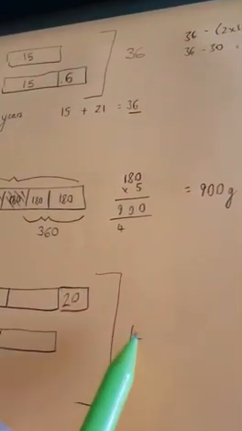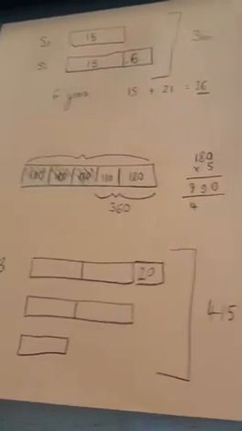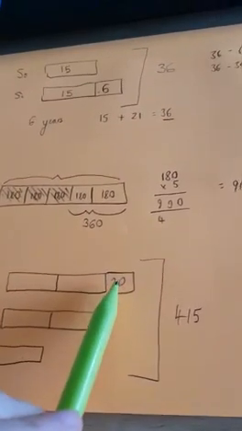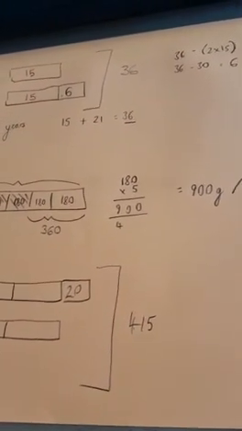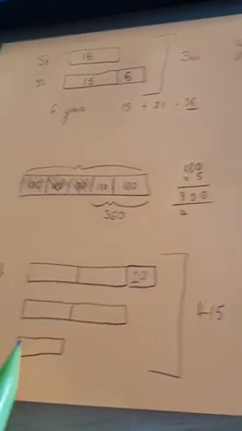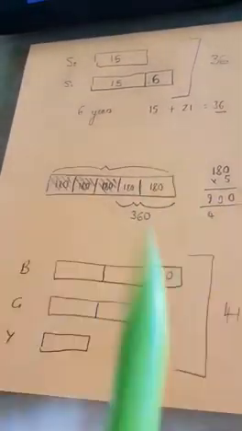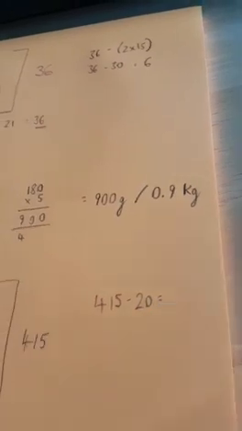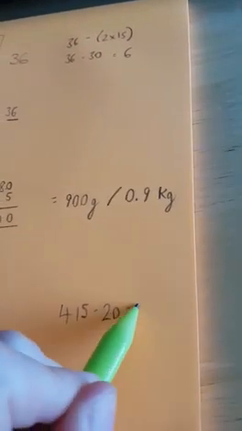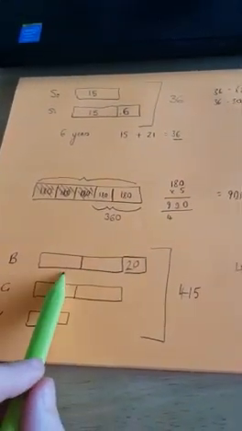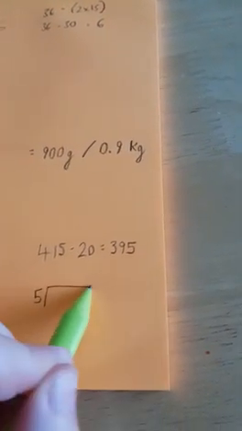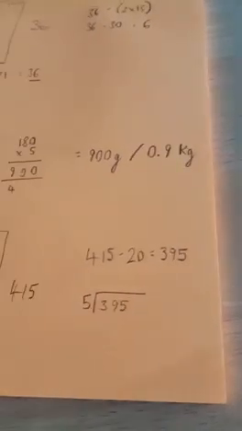Altogether, there are 415 counters. Now there are 1, 2, 3, 4, 5 equal parts plus 20 that give you 415. To work out what the value of each of the parts is, first of all we've got to get rid of that 20. So we do 415, we take away the 20, which leaves us with 395. Now we can work out what the parts are, because there are 5 equal parts. So we do 5 into 395.